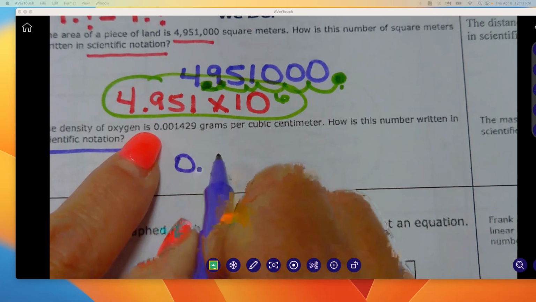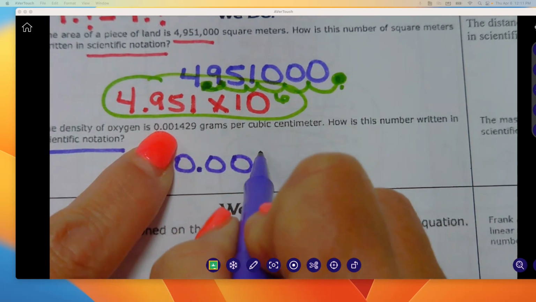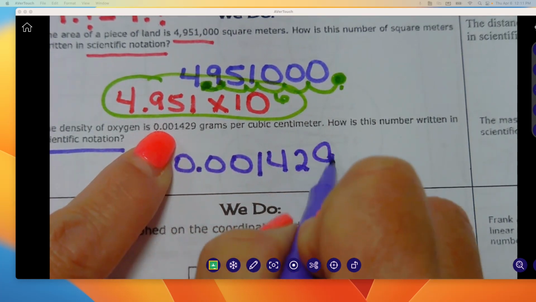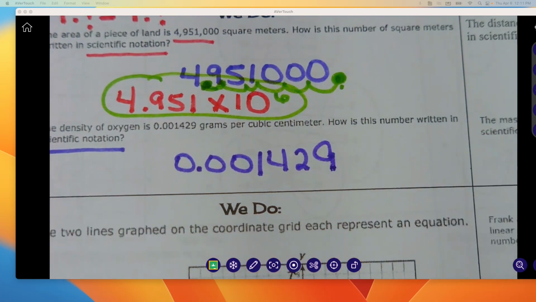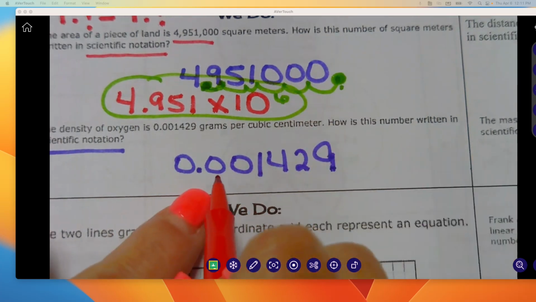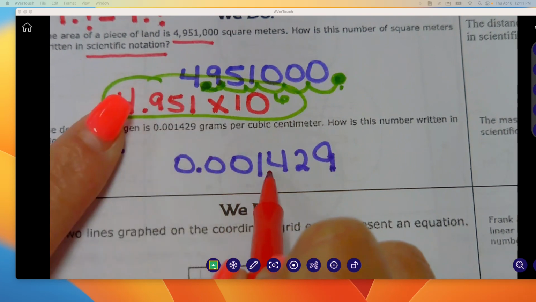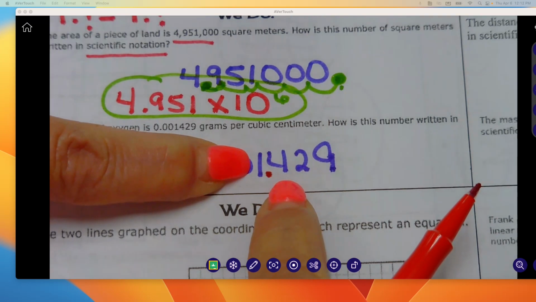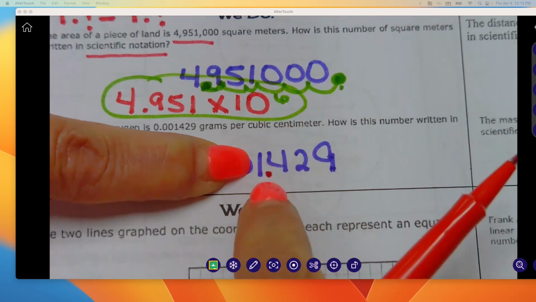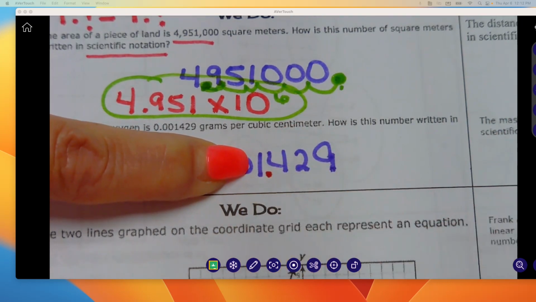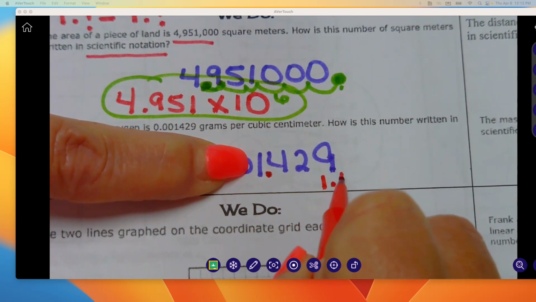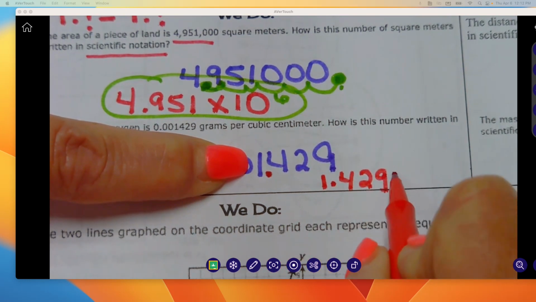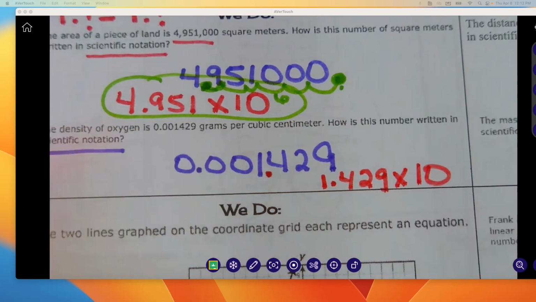So I have 0.001429. Okay. Now, this is where the original decimal point is. My new decimal point has to make the number between 1 and 10. So no, no, no. I'm going to cover up the zeros. Okay. 1.4 is between 1 and 10, so I'm good. So what I'm going to do is I'm going to rewrite these numbers. So I have 1.429. Remember, with scientific notation, I'm going to multiply by 10.